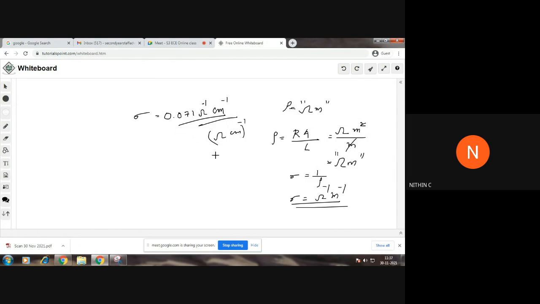Unit is very important. You cannot make any mistakes in the unit, or marks will be lost. In the final examinations, they will definitely be looking for the correct units. Everyone got this answer 0.071? Is there any difficulty in that?